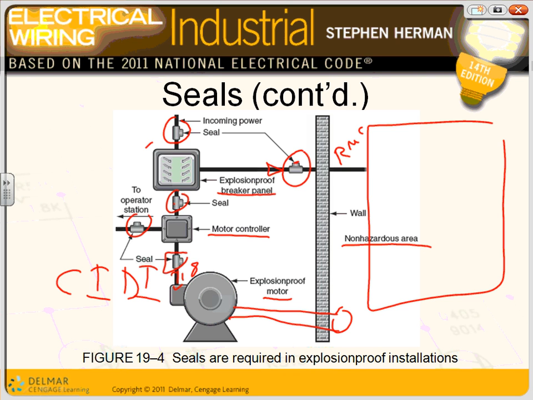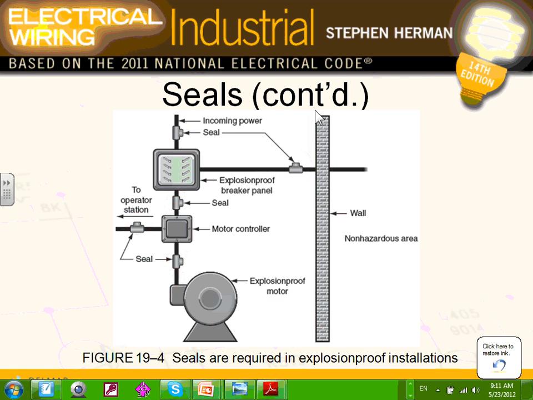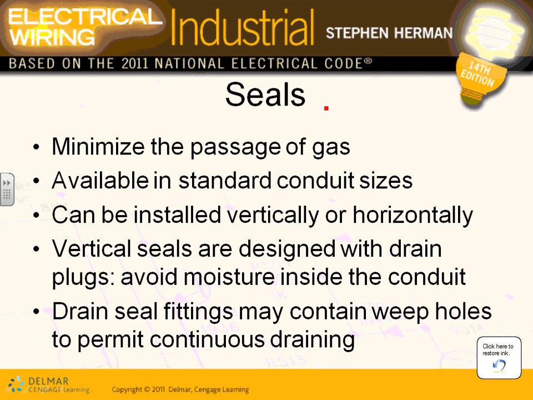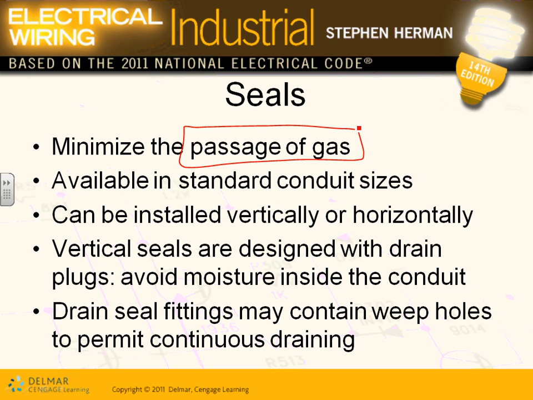Now, even if gas were to seep in, you're going to have an explosion-proof enclosure, and this equipment should be able to handle the explosion inside the equipment. So that's where we get into the hazardous location. So the seals, guys, minimize the passage of gas, and we're talking about gaseous material here.